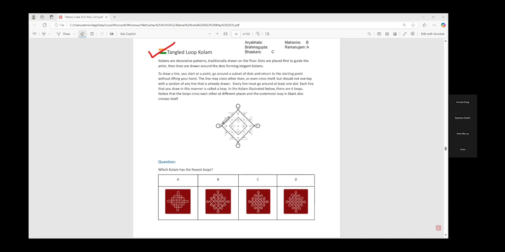So here you can see that one loop is this. I'll just do it in a different color. One loop is this. Another one is this right here. All of the triangles and this diamond in the middle. So those are the loops. The question is, which of these options has the fewest loops?